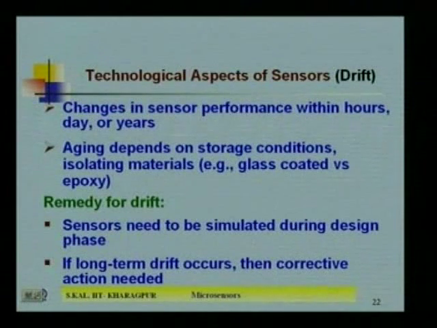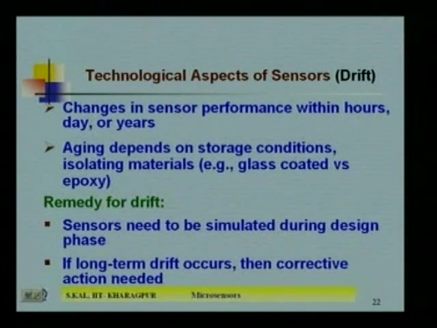Now, the change in sensor performance within hours or days is also there, because performance may change, which is known as drift. Today you measure a certain input stimulus using your sensor. If you measure the same input stimulus tomorrow or 1 month later, 1 year later, the same sensor can give a different output.